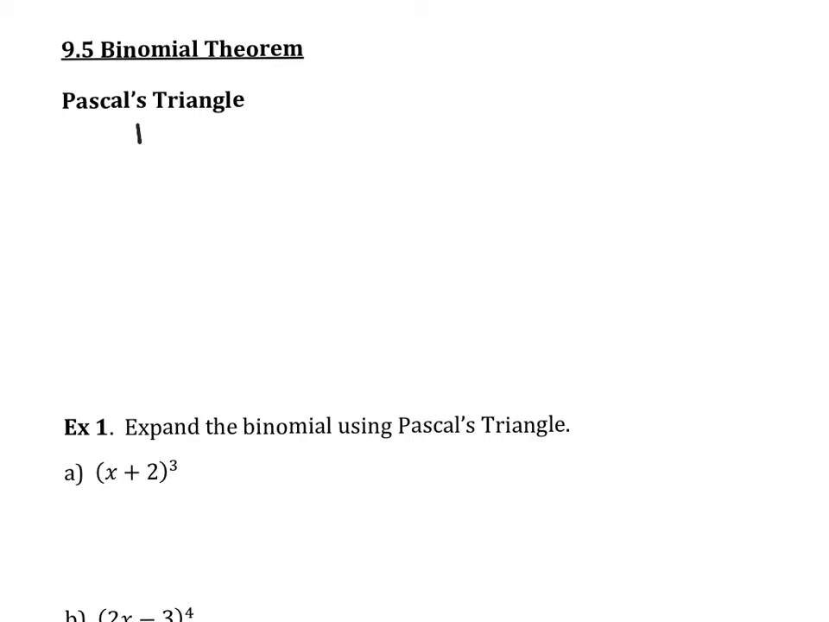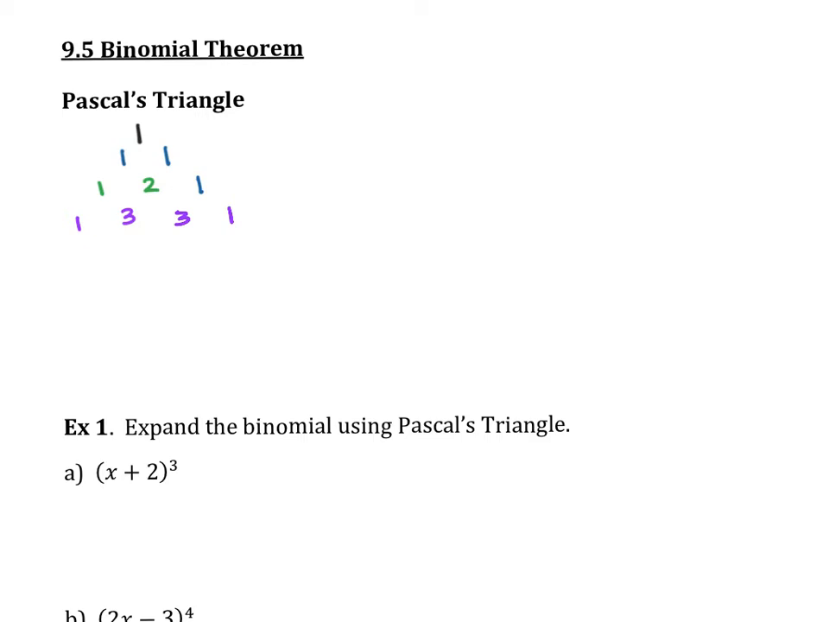Okay, on either side, there's also a 1. Now for the next row, there's still a 1 on the edge. Between this 1 and the 1, 1 plus 1 is 2, so I put a 2 here. And then there's a 1 along the edge. For the next row, there's a 1 on the edge. Between the 1 and the 2, 1 plus 2 is 3. Between the 2 and the 1, below it, 2 plus 1 is 3. And there's still a 1 on the edge.